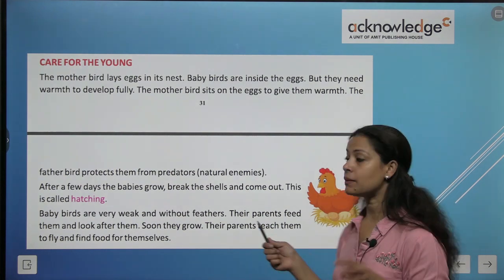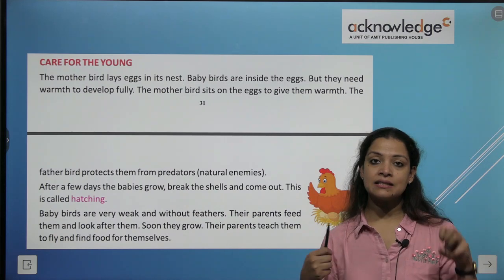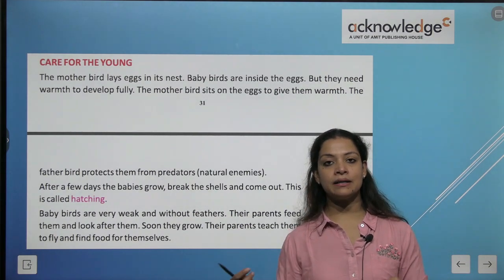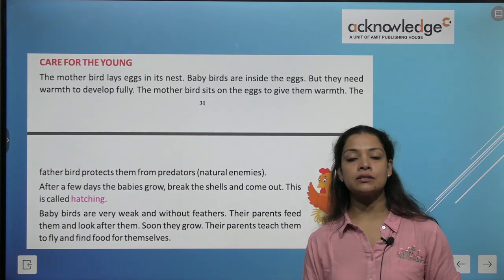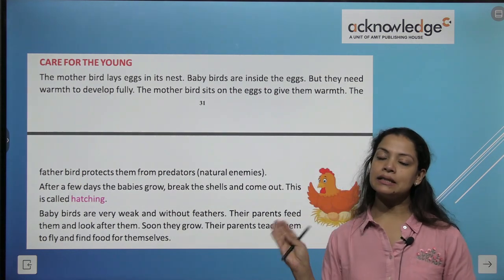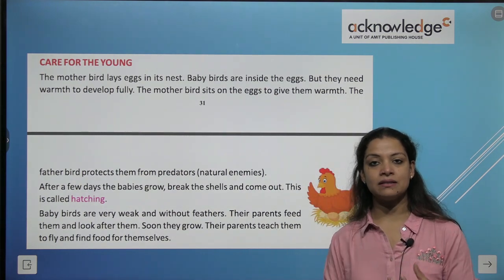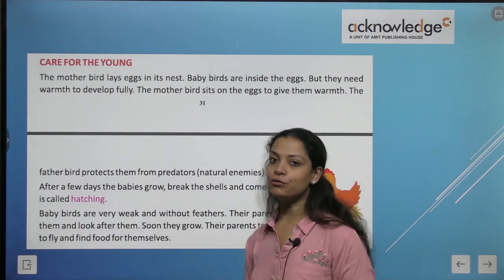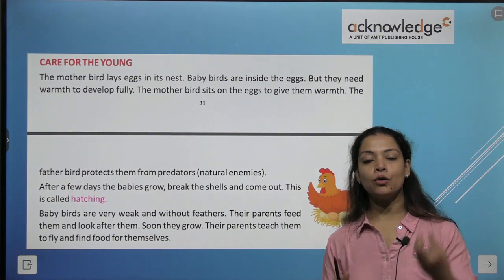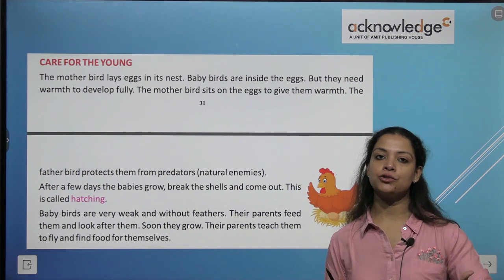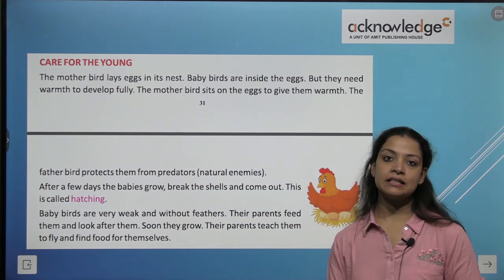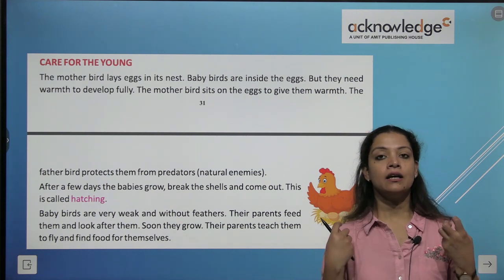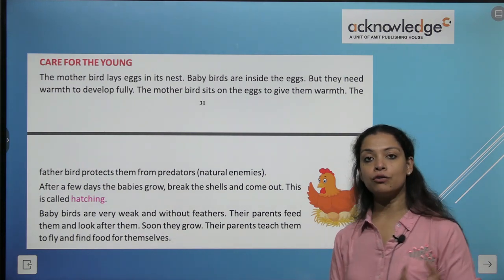Soon they grow. Their parents teach them how to fly. Now जैसे human में क्या होता है? Our parents hold our finger and teach us how to walk. Similarly, here they teach their babies how to fly and find food for themselves. जैसे आपको हम स्कूल में भेजते हैं when you are very young, as a kid. So similarly, they teach their kids to fly and take care of themselves and look for food.